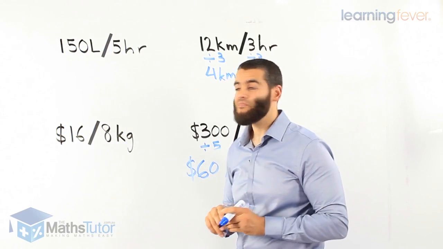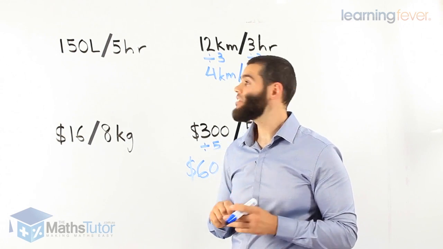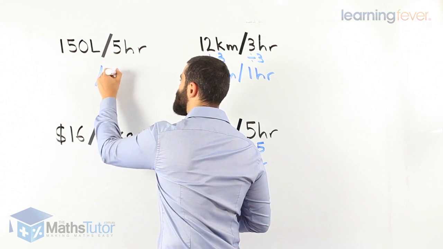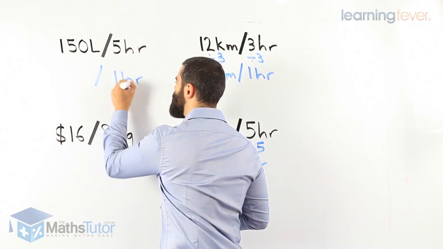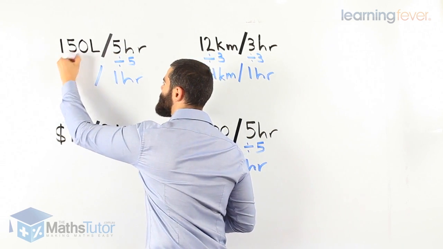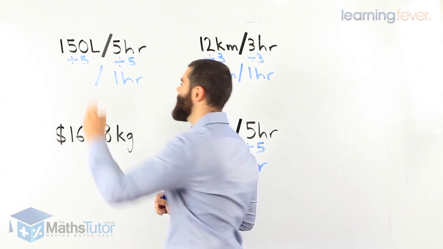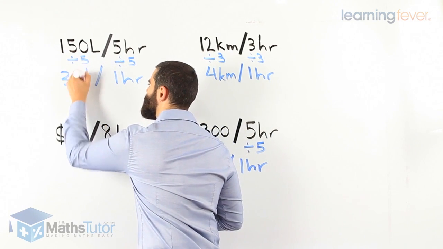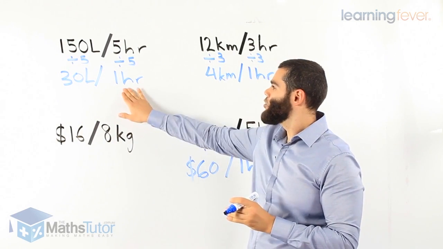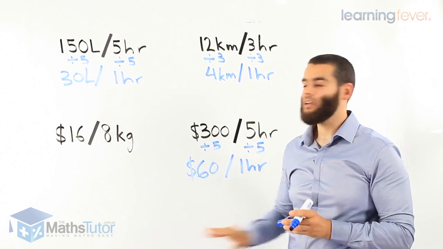Let's do another example. 150 liters in 5 hours. We would like to simplify again. Once again, we want to make it into 1 hour. So we're going to divide by itself, 5 divided by 5. And we do the same thing on the other side. 150 divided by 5, 30 liters per hour. We have simplified it. Again, notice the second unit is always 1.